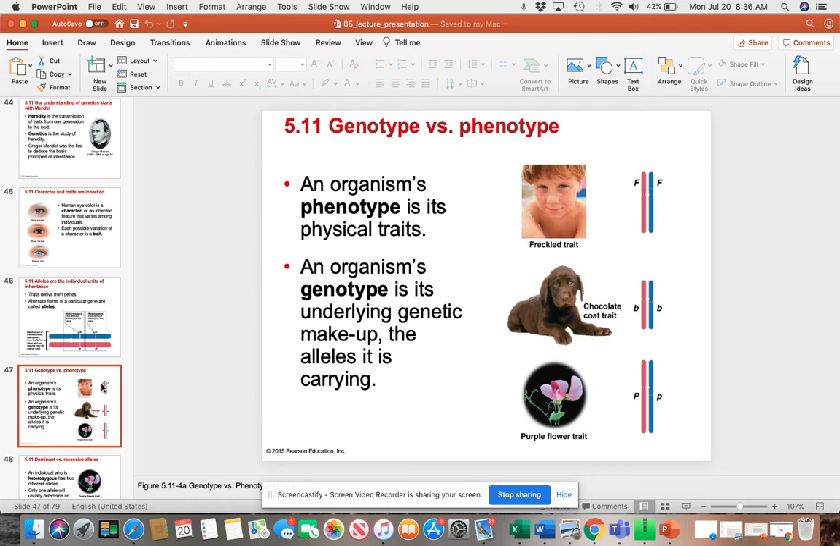Now, the physical characteristic of an organism, or physical traits, is known as your phenotype. For example, purple color. Your genotype is represented by these alleles. So, for example, lowercase b, homozygous recessive. Uppercase P, lowercase p, heterozygous. In this case, the P is dominant.